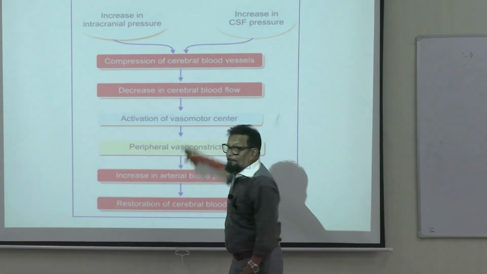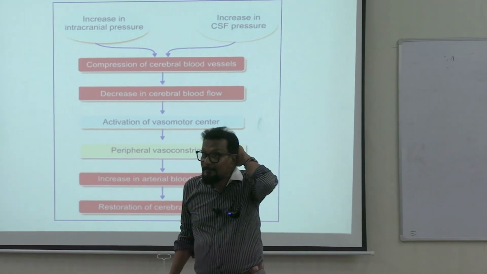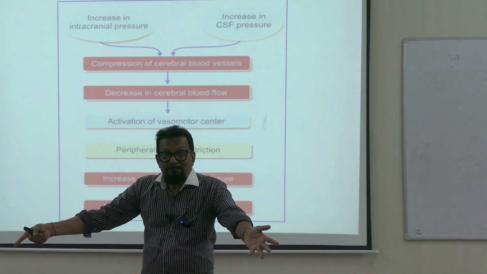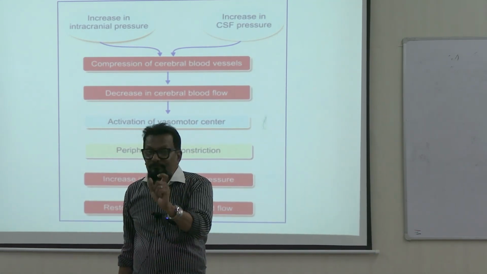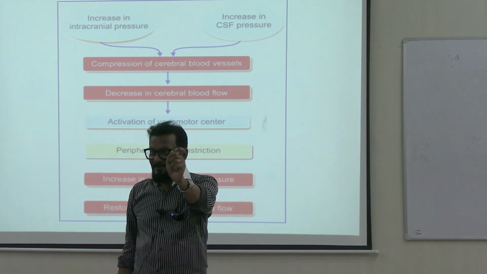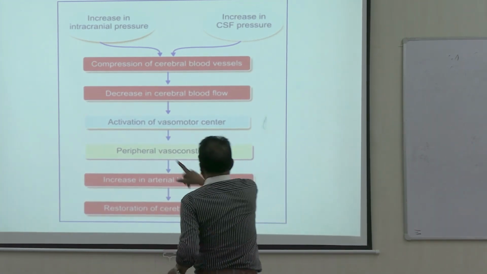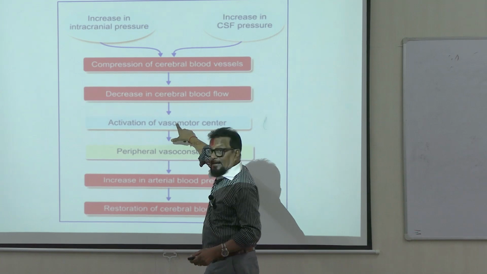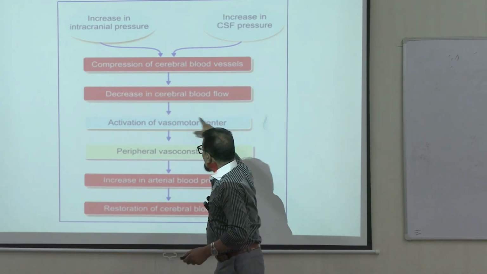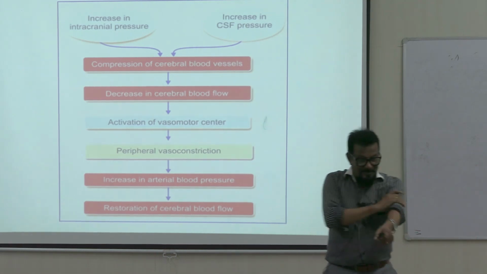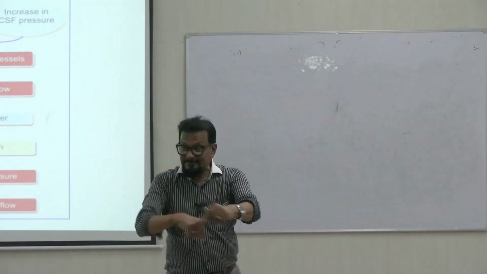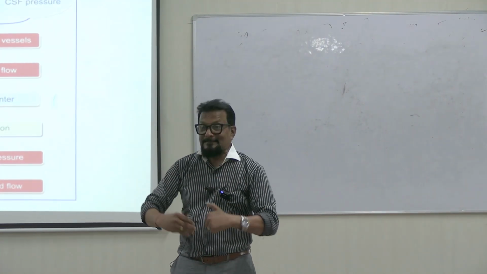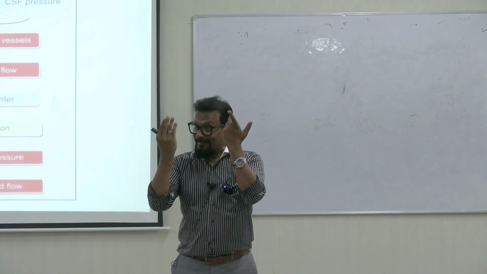As a result, what will happen? The brain also has the medulla, which is controlling blood pressure. Here we have the vasomotor center, the vasoconstrictor area. This vasoconstrictor or vasopressor area present in the medulla will be activated. Activation of this will cause peripheral vasoconstriction, so the blood vessels in the periphery will be contracted. Now all this blood, where will it go? It will go to the brain.